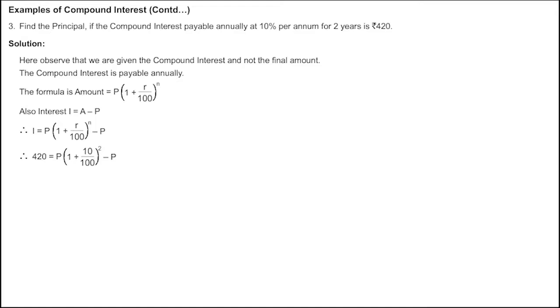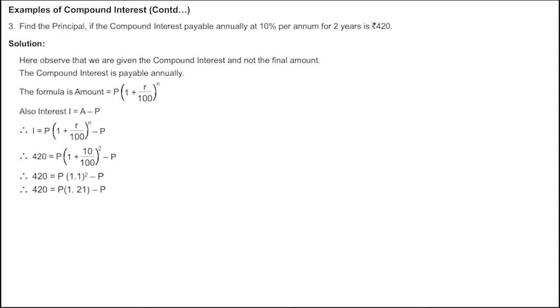Now what is in the bracket? We'll simplify first. 10 upon 100 is 1 upon 10 and 1 upon 10 is nothing but 0.1. So 1 plus 10 upon 100 will give us 1.1. Therefore we get the equation 420 equal to P into 1.1 whole square minus P. And what is 1.1 whole square? Nothing but 1.21. So we get 420 equal to P into 1.21 minus P.